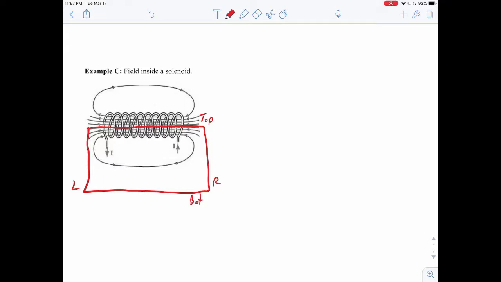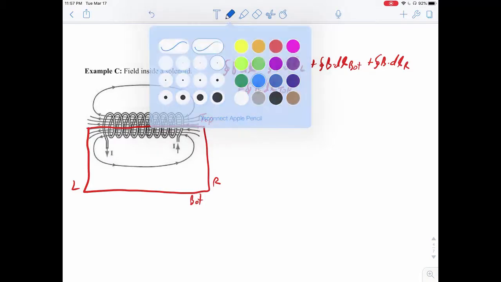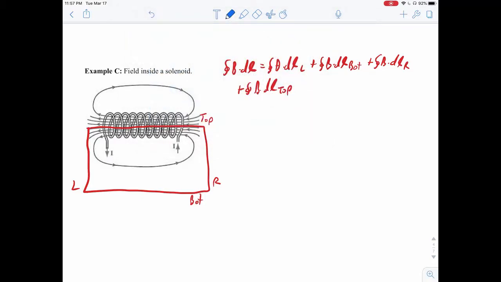So when we use Ampere's law, we're going to do the integral of B dot dl, but we can't do it for the entire loop in general. We have to kind of do it piecewise. So we're going to have B dot dl for the left side, B dot dl for the bottom side, B dot dl for the right side, and B dot dl for the top side. And we'll go through and look through this loop. We'll look at what the field is and what dl is.